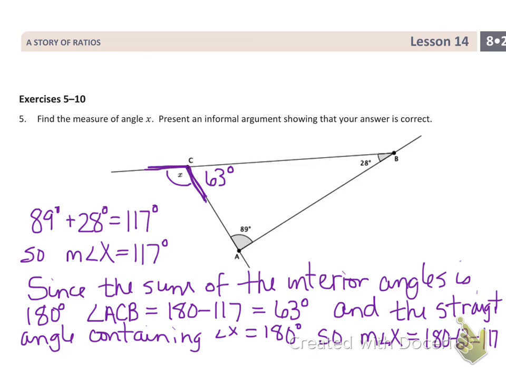The straight angle, and excuse my iPad pen, the straight angle containing angle X, so this straight angle here is also 180 degrees, so the measure of angle X would have to be 180 minus the 63, which would give me the 117. So this is my informal argument, and you should have something similar to that. Maybe not exactly the same words, but expressing the same thought. Okay, so now we can look at exercise 6. If you haven't done it yet, you can pause again.